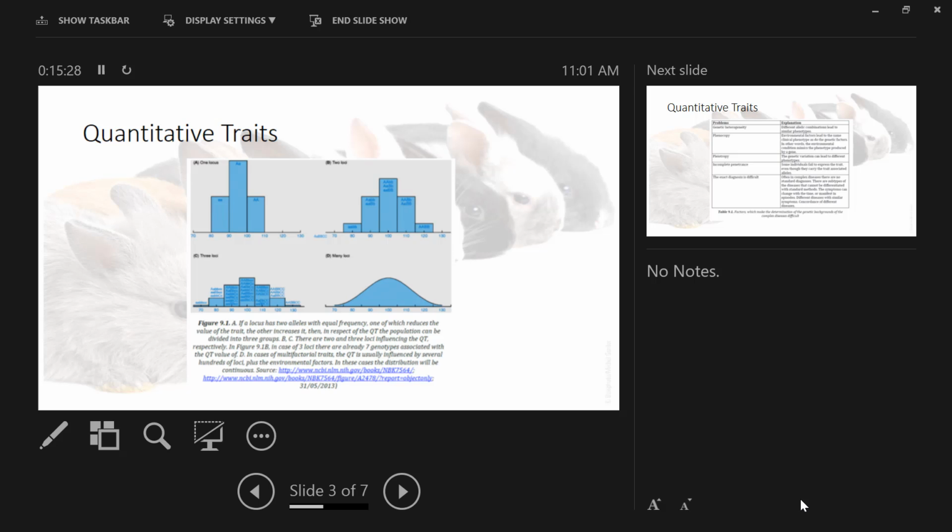40% of the population is within one standard deviation of that. And yet, super different genetically, right?